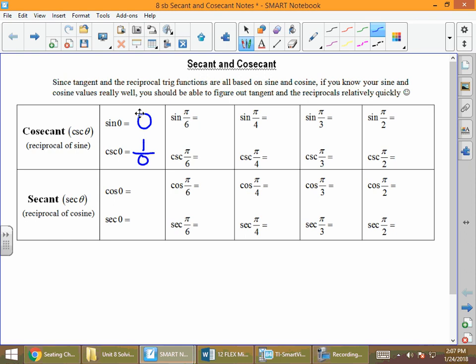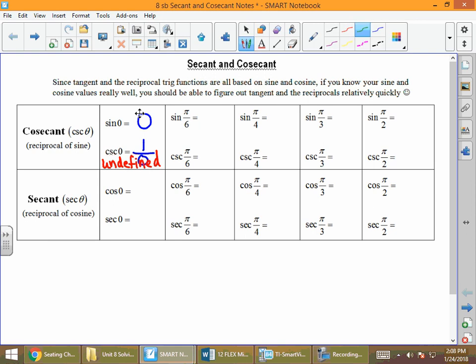And hopefully you're better than me. You left a little bit of space to write in what 1 divided by 0 equals. What I like to say sometimes is that the 0 is underneath. So when it's underneath, it's undefined. I'm going to write right on top of that. So the cosecant of 0 is undefined.